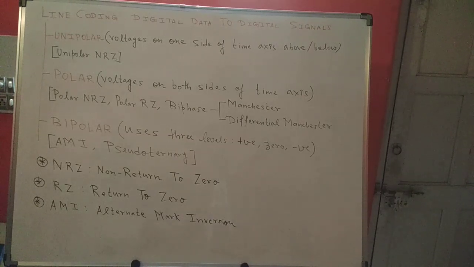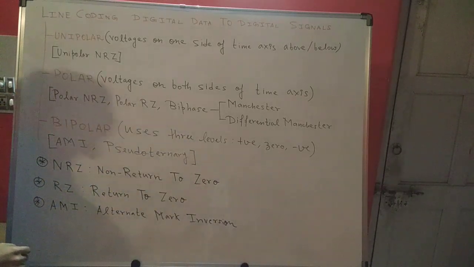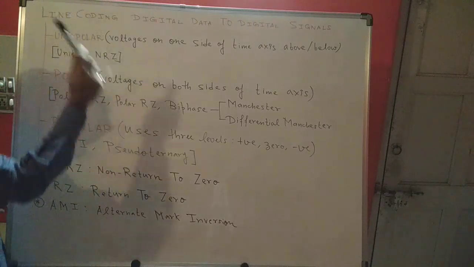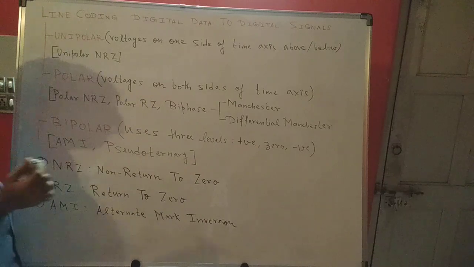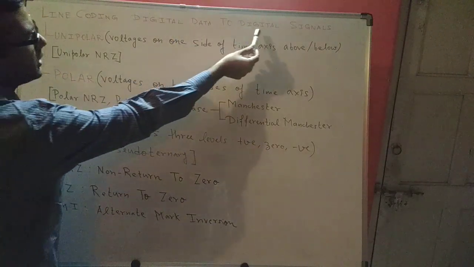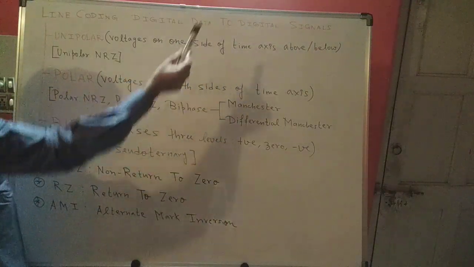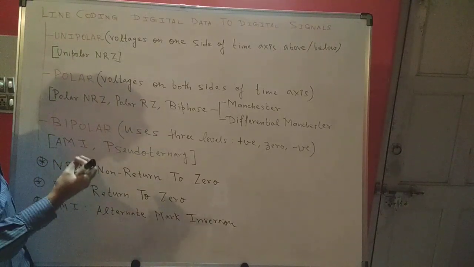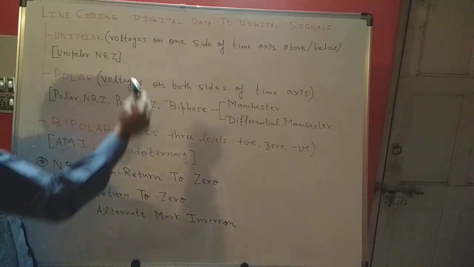In this video, we'll be discussing the various line coding techniques. Firstly, we need to understand what we mean by line coding. Line coding is nothing but the conversion of digital data to digital signals. Why do we need to do this? Because transmission media will not be able to pass bits.